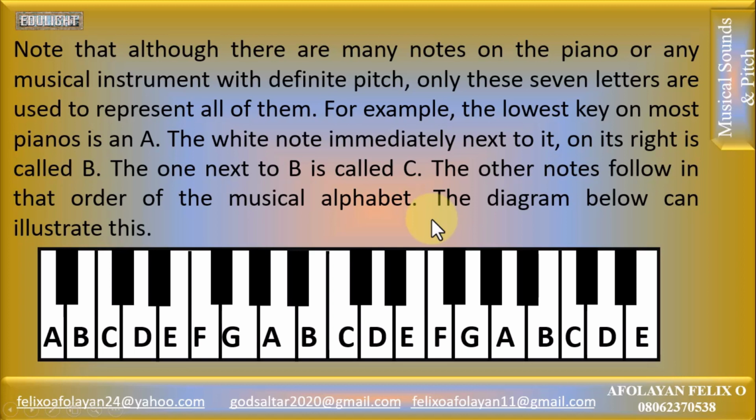This is A, B, C, D, E, F, G. We start again just as we have said the other time: A, B, C, D, E, F, G. So it continues on and on like that.